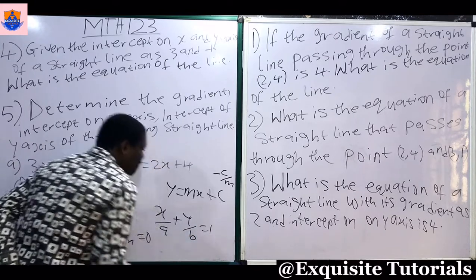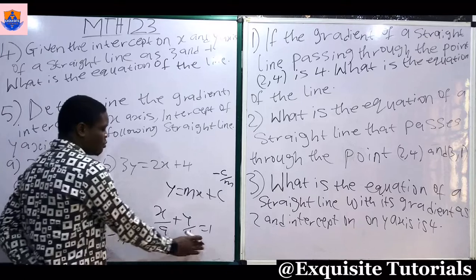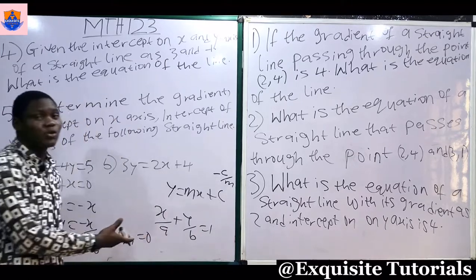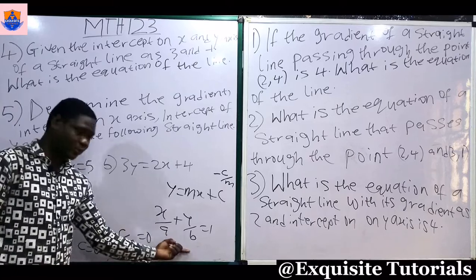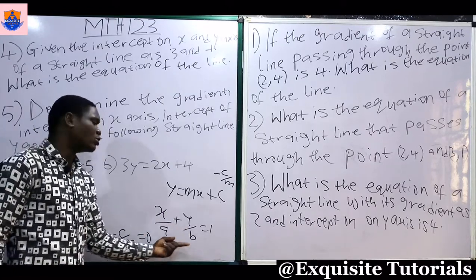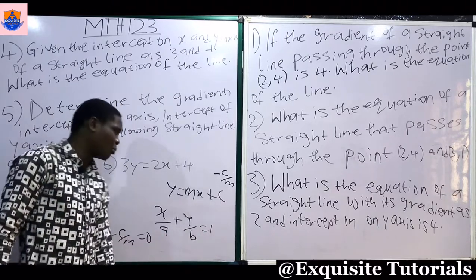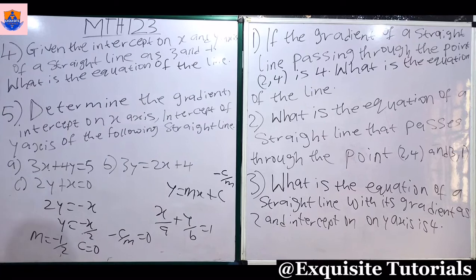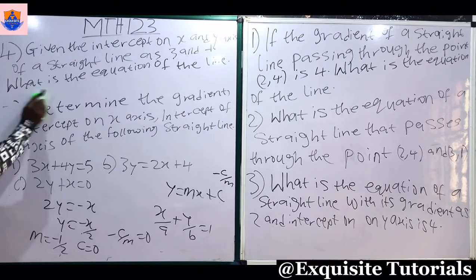We said in our last video that this is a form of a straight line where a and b are the intercepts on the x and y-axes. Now when these intercepts are 0, x over 0 is undefined, y over 0 is undefined. So you cannot write the equation of a straight line in this form. You can write it in other forms. So that's for question 5.